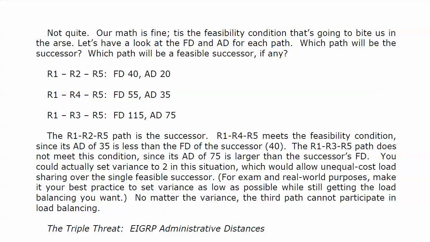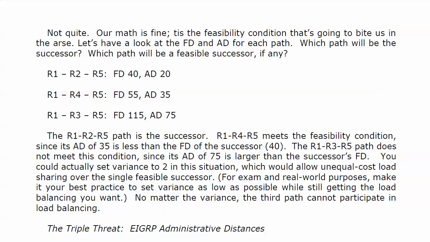Now, what you could actually do here, of course, and should do, is set variance to 2 in this situation, because that would allow unequal cost load sharing over the single feasible successor. For exam and real world purposes, you should make it your best practice to get in the habit of setting variance as low as possible while still getting the load balancing you want. Trust me, it's a really good habit to develop. Because no matter what you set the variance to, the third path will not participate in load balancing.